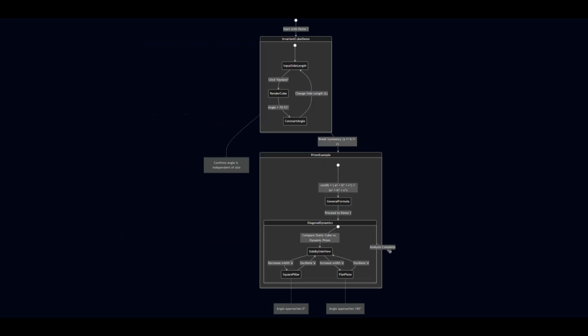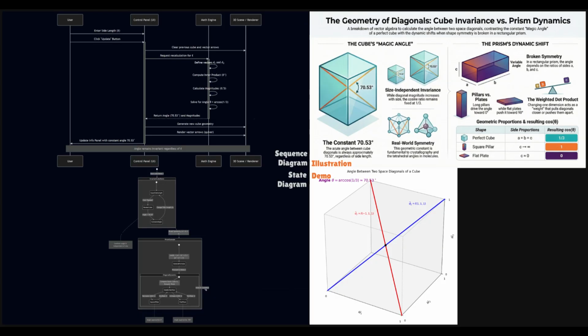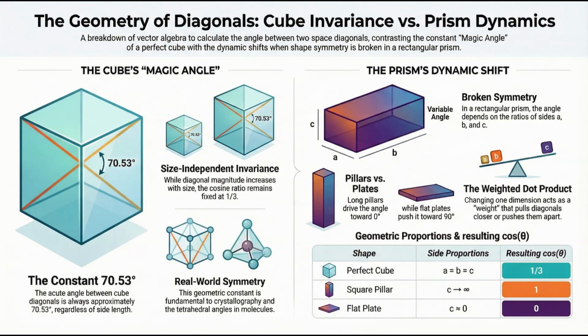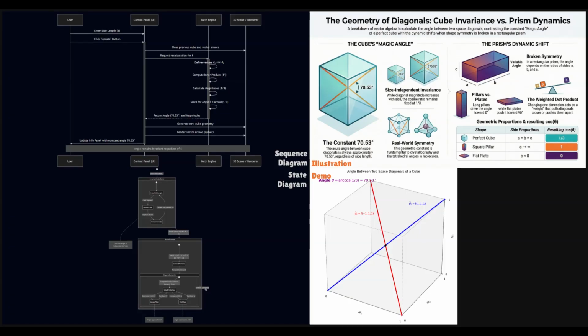Phase 3. Diagonal dynamics. The final state explored is the animation of geometric extremes. It shows how the diagonals respond to dramatic shifts in shape, closing together as the object becomes a tall, thin pillar or spreading apart as it flattens into a wide plate.